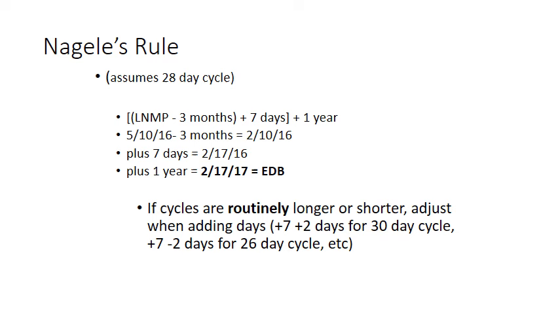Now, if somebody routinely has a longer or shorter menstrual cycle, say a 30-day cycle, you're not only going to add 7 days. Because it's a 30-day cycle, it's 2 more days, so you would add 9 days. If you have a shorter cycle, a 26-day cycle, you'd add your 7 days and then subtract 2 days to get the estimated date of birth. Once again, it's very important that you're familiar with these. We'll do activities with these, but you do need to be familiar with doing this.